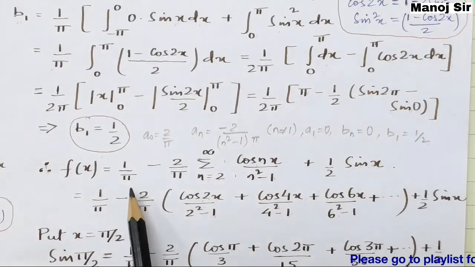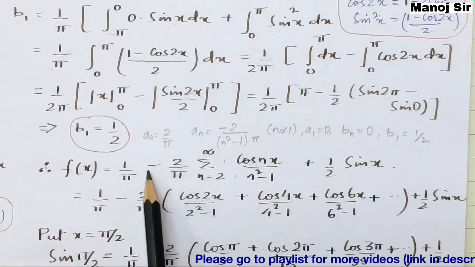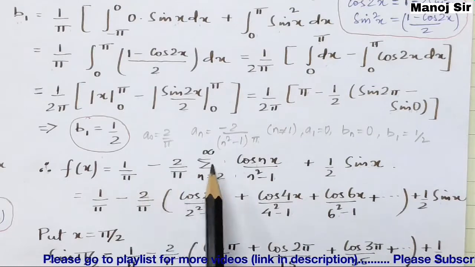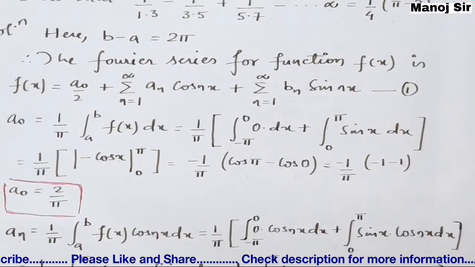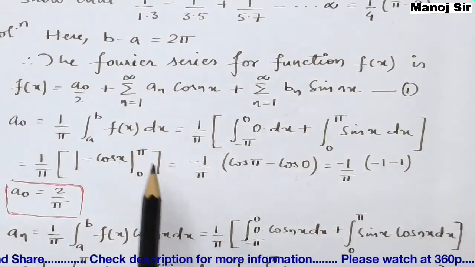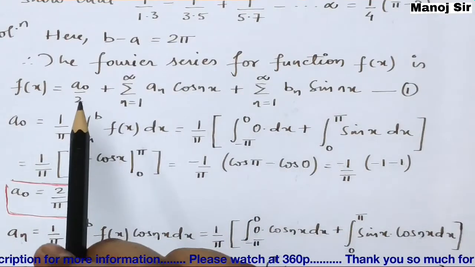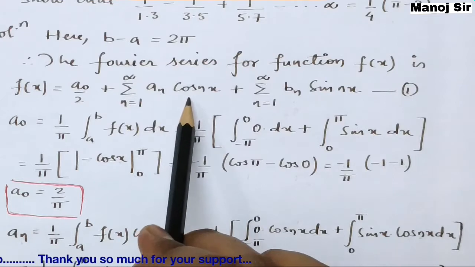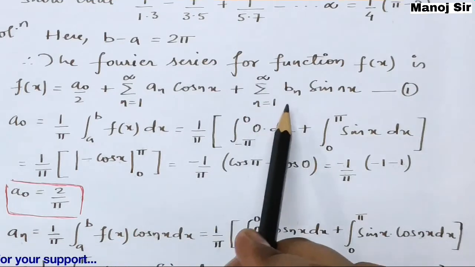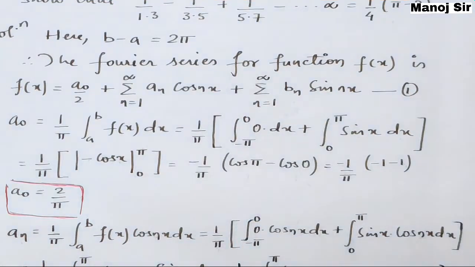The function f of x equals a naught upon 2. A naught upon 2 means 1 upon pi, plus summation n equals 1 to infinity. Let me show you once again. What is equation number 1? This is my equation number 1. That is a naught upon 2 plus summation n equals 1 to infinity an into cos nx plus summation n equals 1 to infinity bn into sin nx.